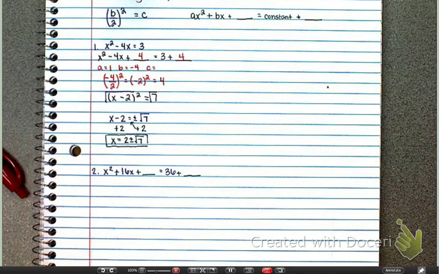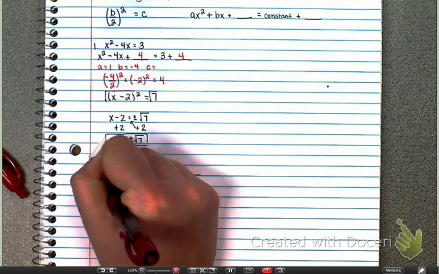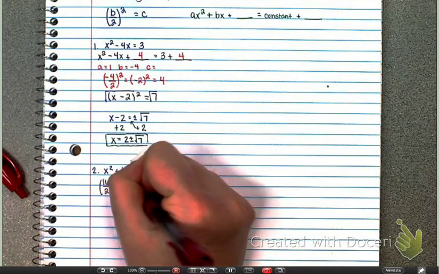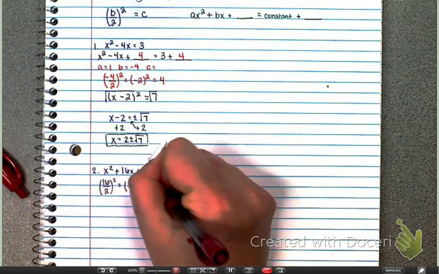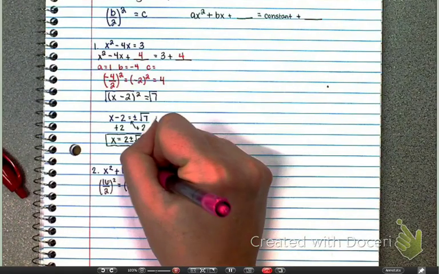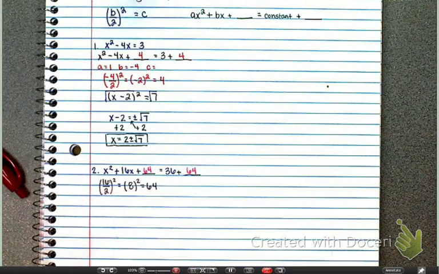B divided by 2. What's my B? So 16 divided by 2, squared. 16 divided by 2 is 8, and 8 squared is 64. Everyone okay up to that point? Now I fill in 64 in my blank on both sides, because whatever I do to one side of the equation, I have to do to the other side of the equation.